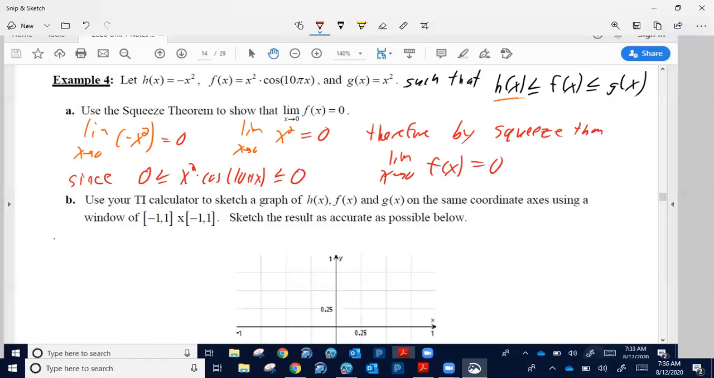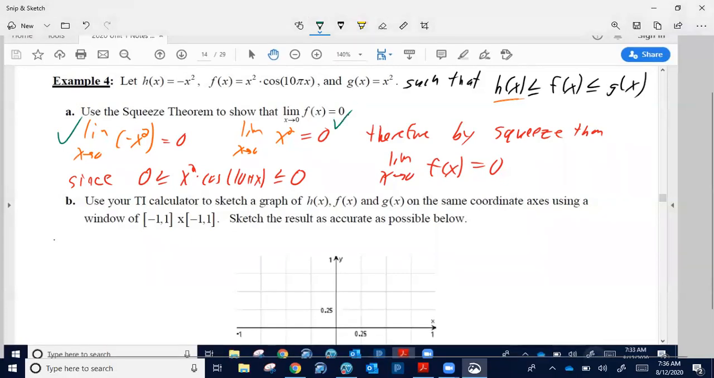So again, we just showed a few things here. We showed the limit for the smallest piece is 0. The limit for the largest piece is 0. We said that the middle piece, x squared cosine 10 pi x, is always going to be between the small and the large. So 0 is less than that, which is less than 0. Therefore, by the squeeze theorem, that limit has to equal 0. So we kind of need to show all of these pieces, the little limit, the big limit, how that fits in the middle of those, and then utilize the squeeze theorem to answer the problem.